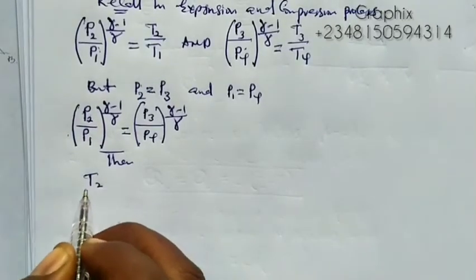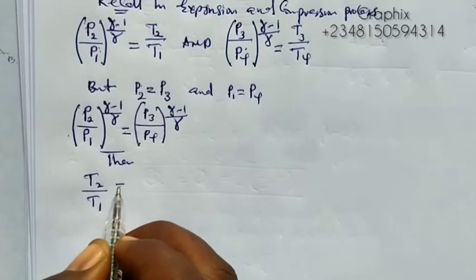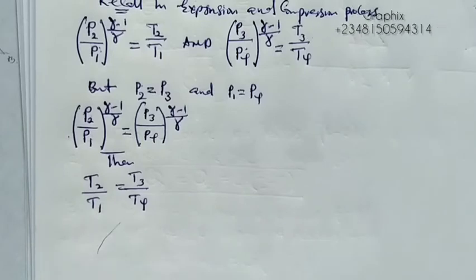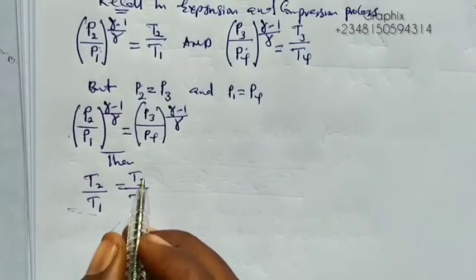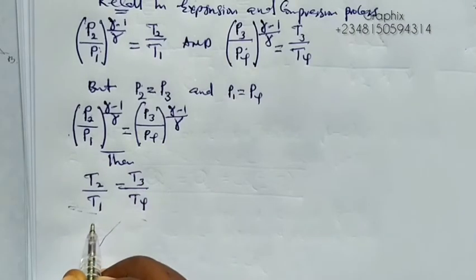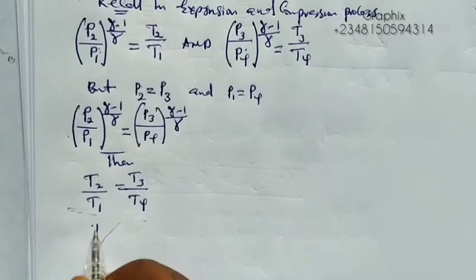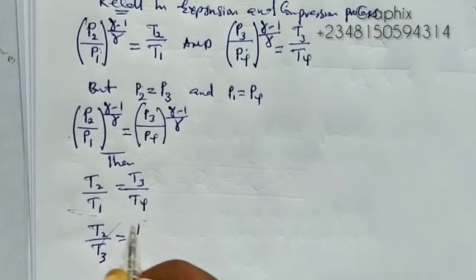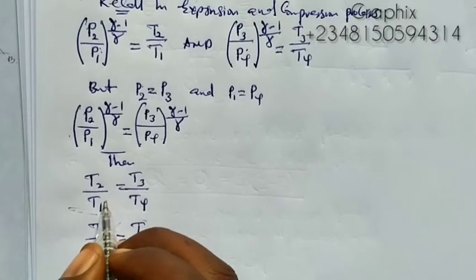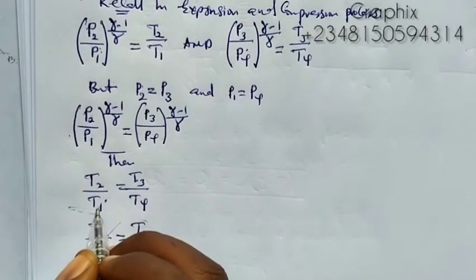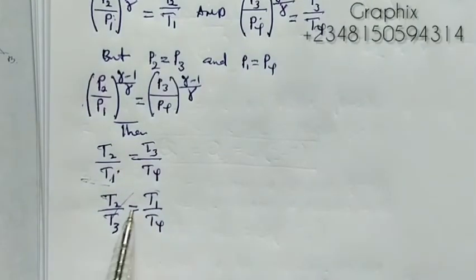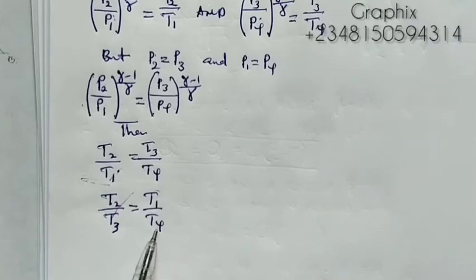T2 over T1 is equal to T3 over T4. So this is how it is. In this case, if I cross multiply, I take this T3 down here, then my T2 over T3 will be equal to T1 over T4. So I take this up and bring this down. In this aspect, we see that T2 over T3 and T1 over T4 is the same.